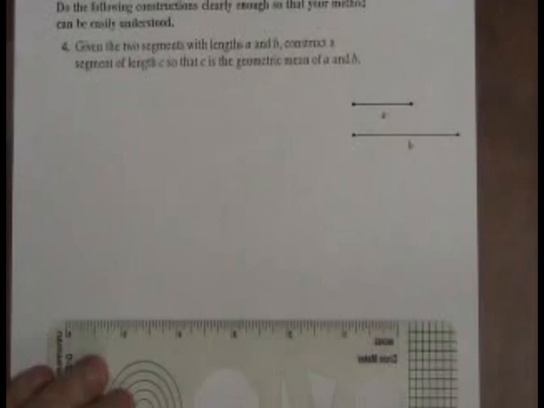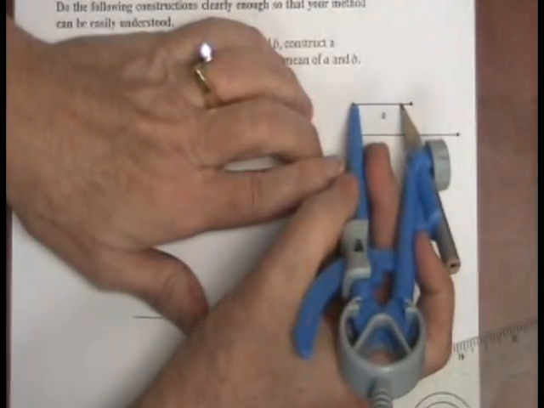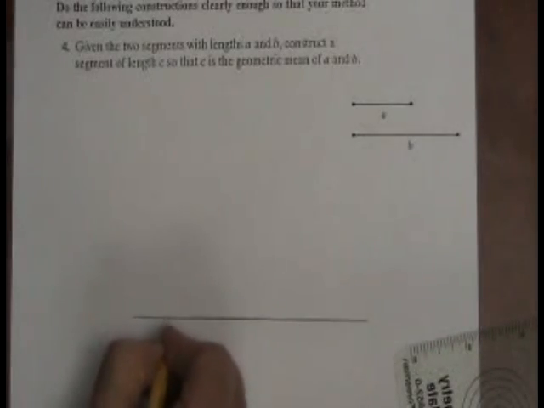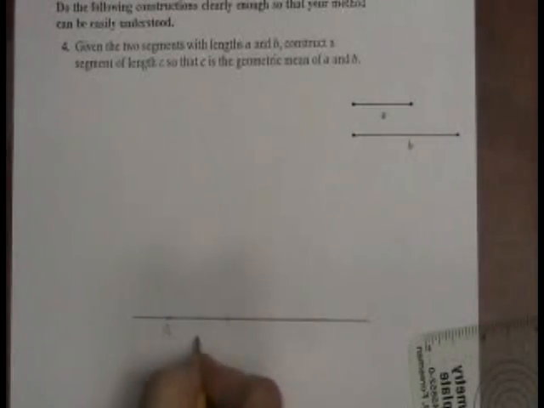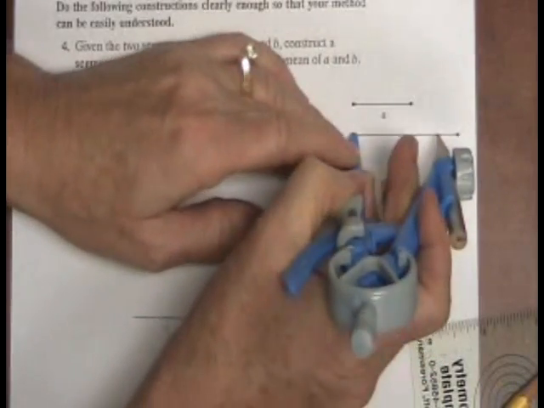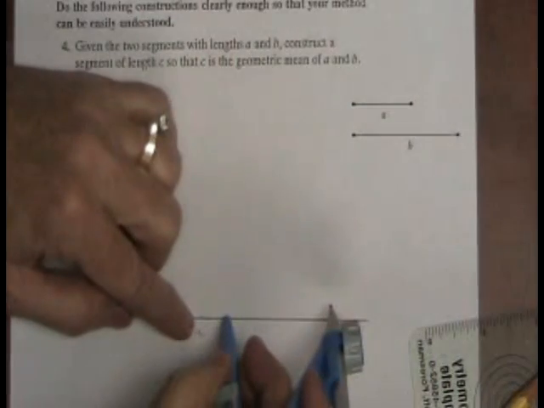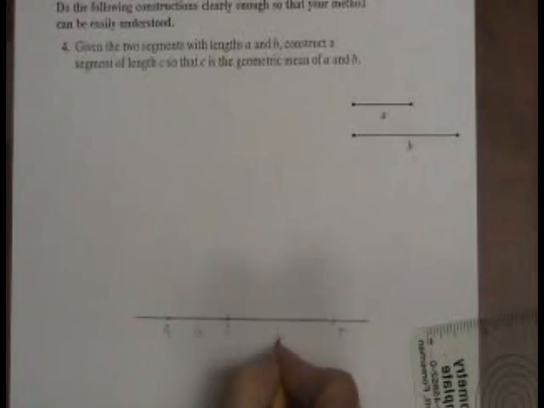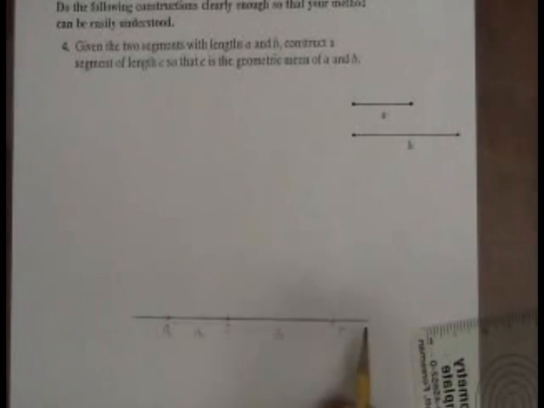Okay, so the very first thing I'm going to do is simply draw a line. Now then, onto this line I'm going to copy in segment A. Now let me make a point here, and that's going to be R. I'm going to copy in A. This is distance A, and we're going to label this point S. And I'm going to copy in B. Okay, and we're going to label this point T. So this is distance A, and this is distance B.